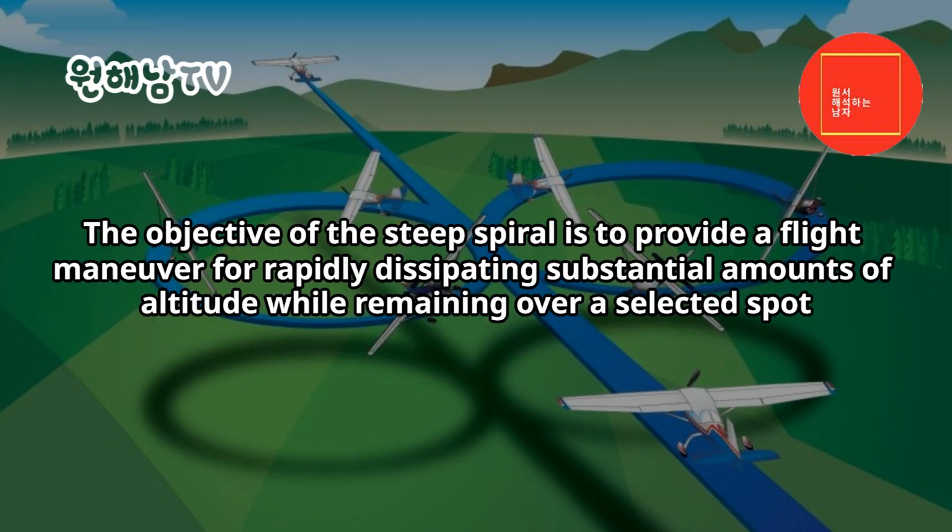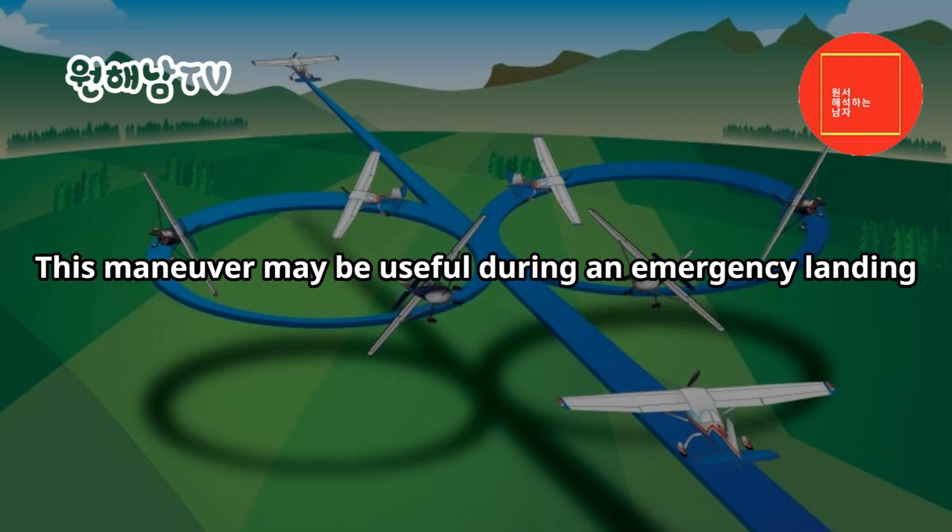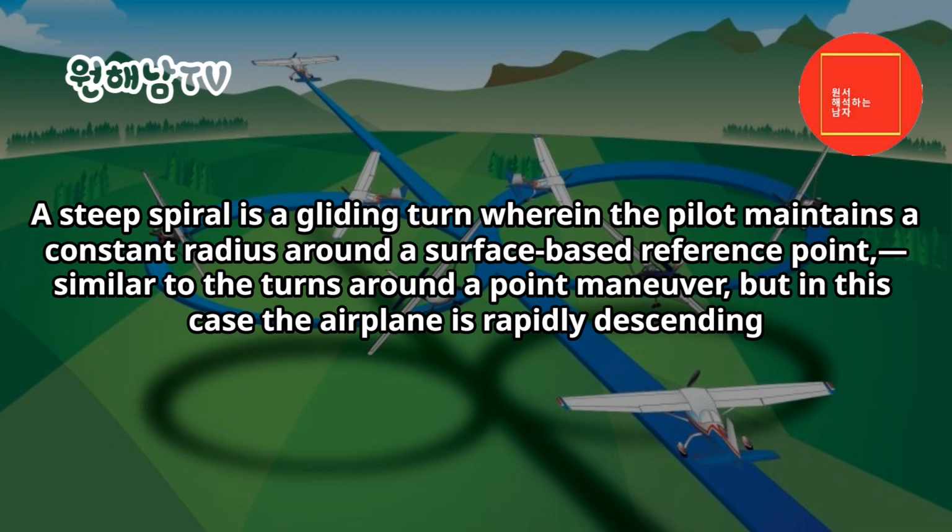Steep spiral. The objective of the steep spiral is to provide a flight maneuver for rapidly dissipating substantial amounts of altitude while remaining over a selected spot. This maneuver may be useful during an emergency landing. A steep spiral is a gliding turn wherein the pilot maintains a constant radius around a surface-based reference point, similar to the turns around a point maneuver, but in this case the airplane is rapidly descending.